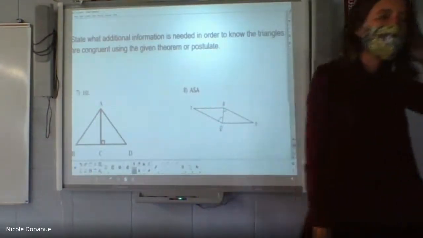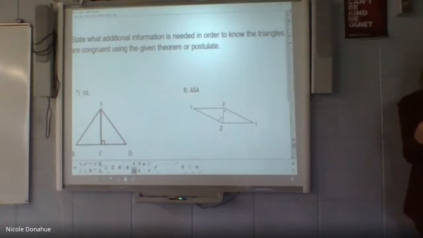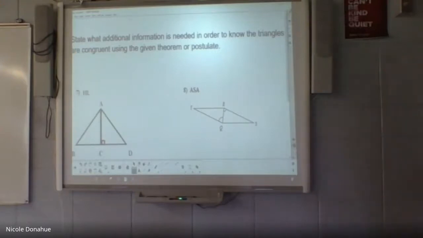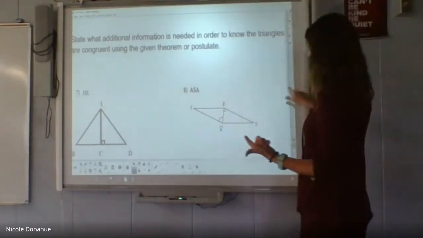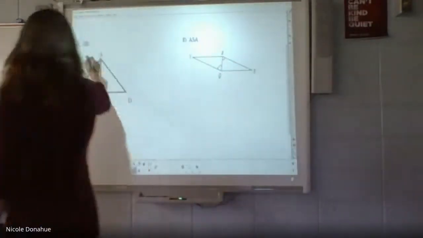Okay, so guys, these last 4 examples are similar to some of our homework tonight. They're asking you to say what information we would still need to know. We're going to be missing some information. We have to explain what we need to be told in order to prove the triangles are congruent by the reason they're using. So they want us to use hypotenuse length for number 7.